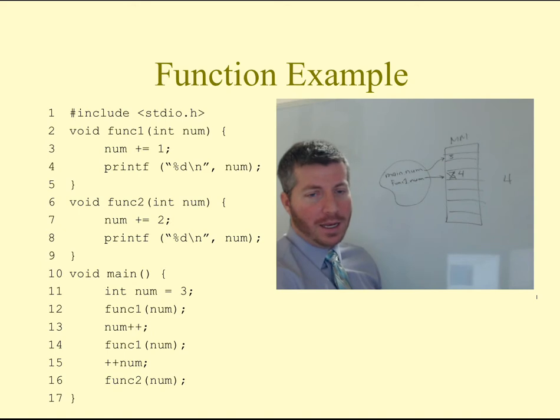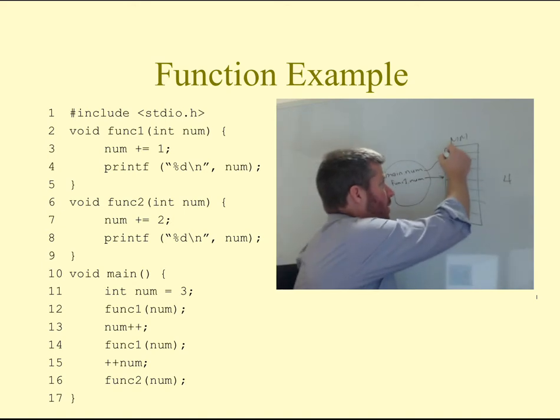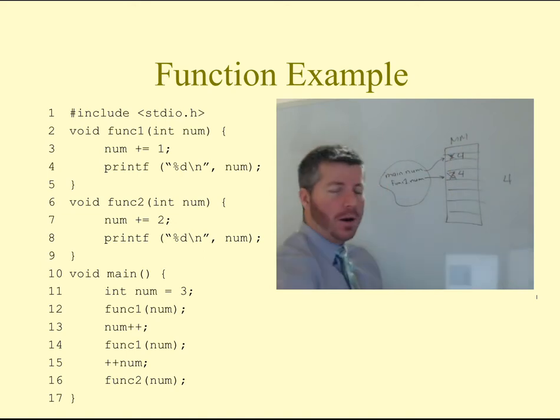Then I come down, I return from that function, I come back down to line 13, and I increment the value of num. Well, which variable num am I referring to on line 13? It's the one which is within scope, which is the one in the main function. So it's going to increment the value of num in the main function to now be a 4.